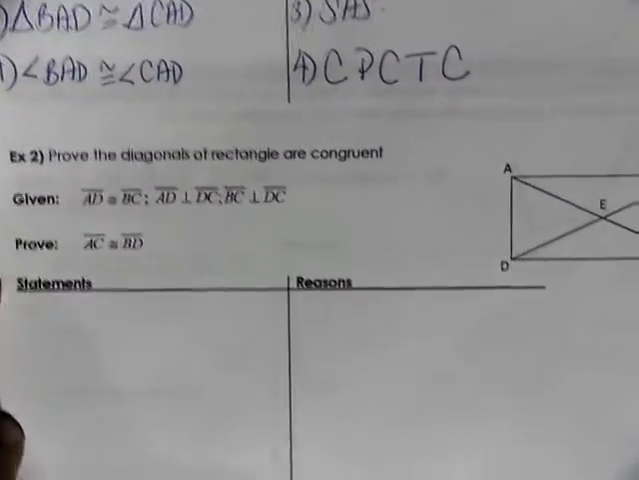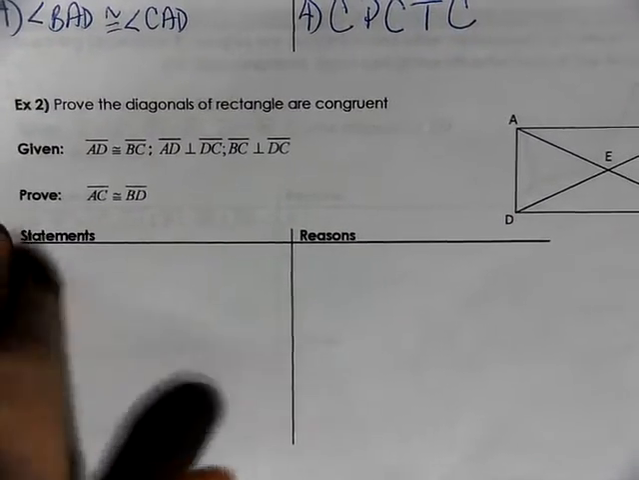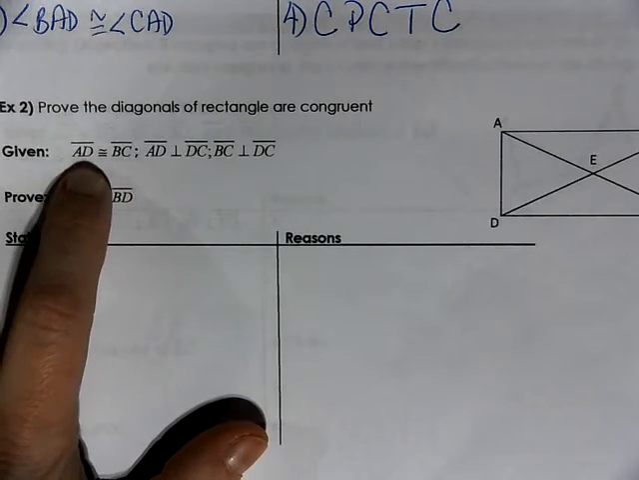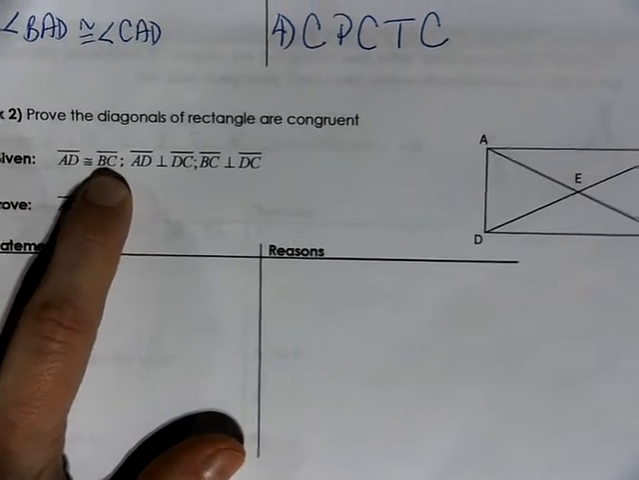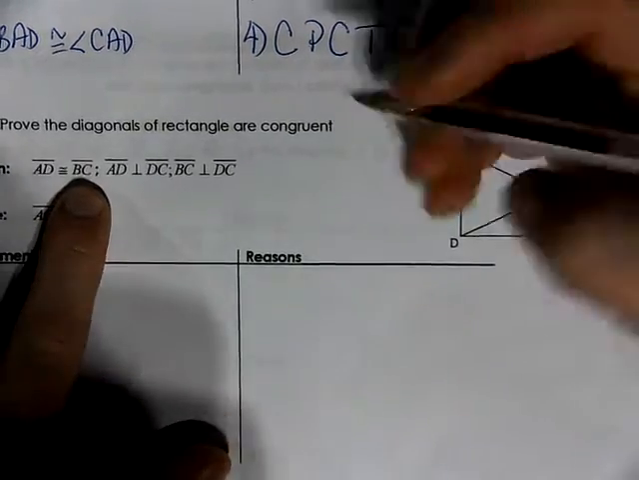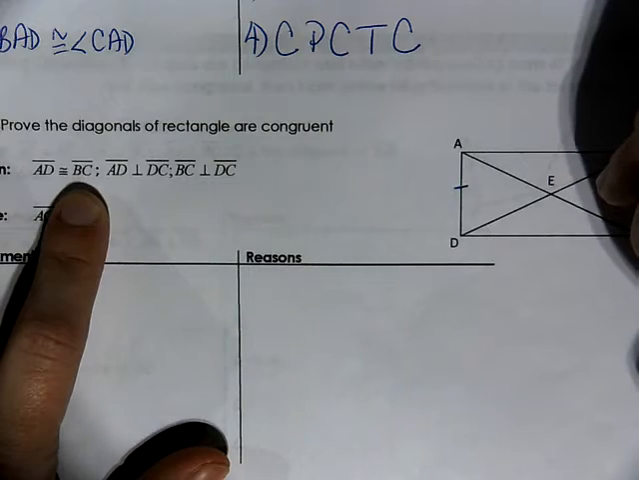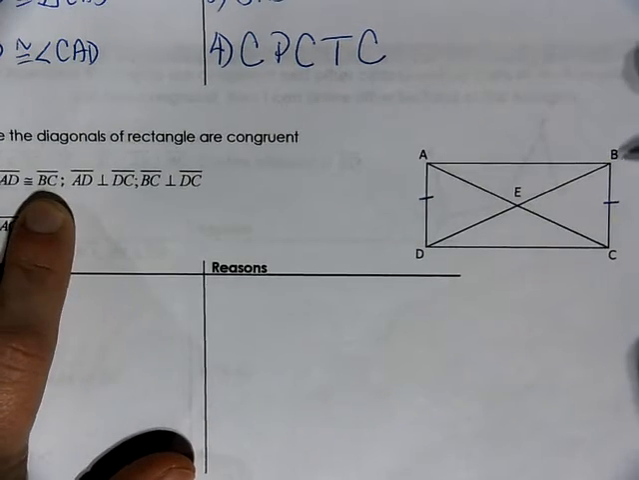Let's go ahead and look at example number 2. For example number 2, we are told that segment AD is congruent to segment BC. So here is AD is congruent to segment BC. So I mark that up.